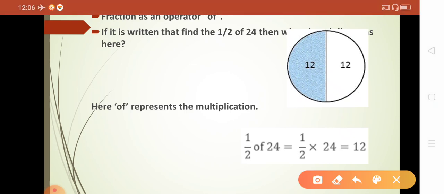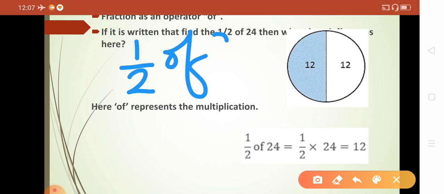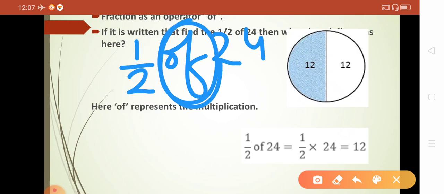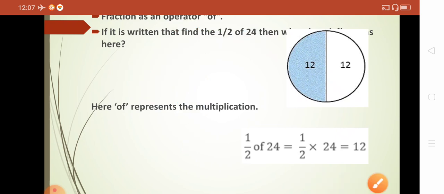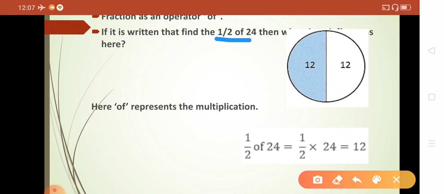Next, fraction as an operator of. Whenever of is written, for example 1 by 2 of 24, of means multiplication. Whenever of is written between two numbers or fractions, that means multiplication is there. So here it is given 1 by 2 of 24. How will you write this?